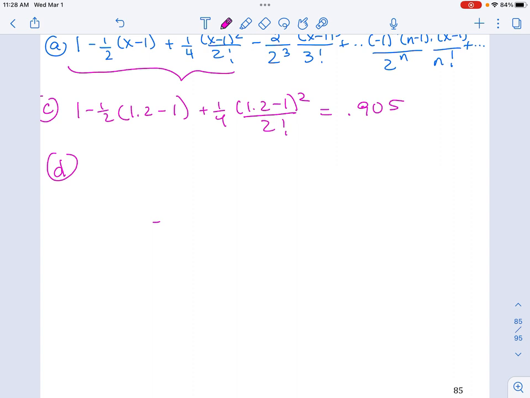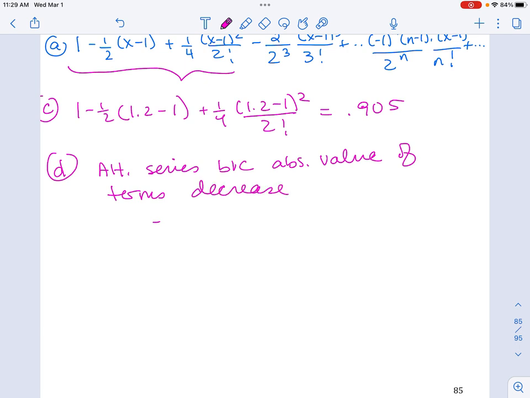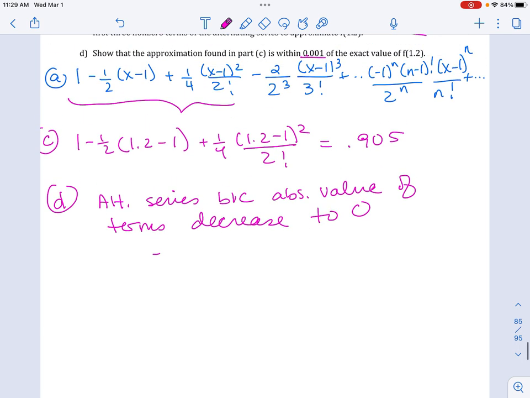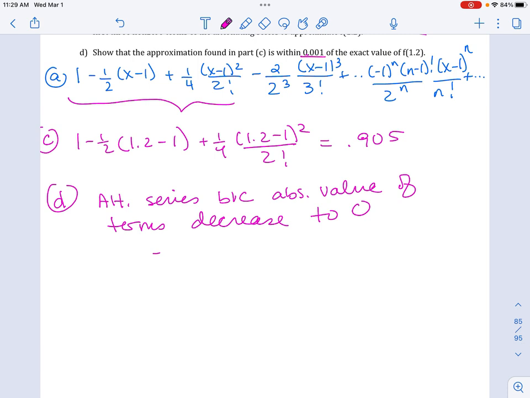We know that it is an alternating series because the absolute value of the terms decrease to 0. So because this is true, we can use the alternating series error. So in part C, we just went to the 3rd term. So your error just comes from the next term over, which is this. So this is my error.